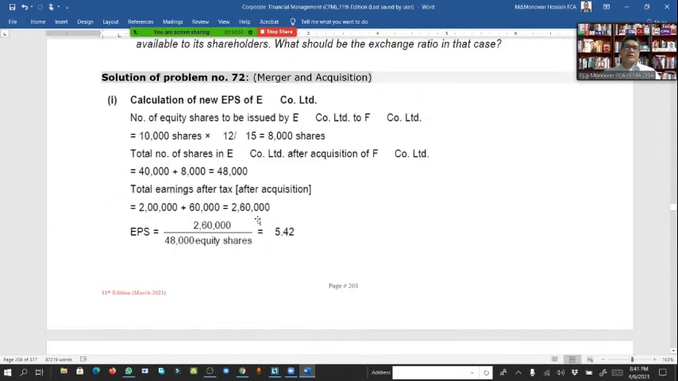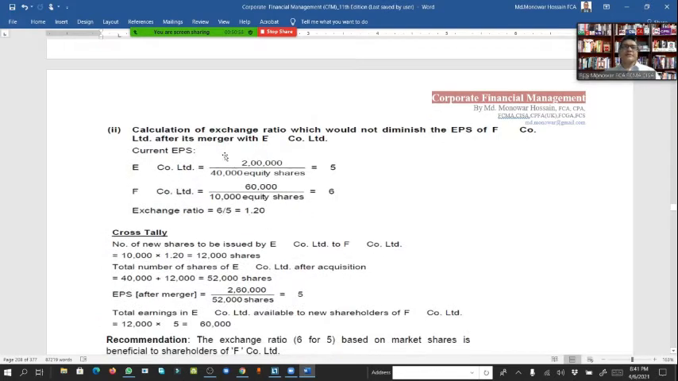Look here, but now combined EPS is 5.42. Look here, calculate the exchange ratio. We should not diminish the EPS of F Company Limited after its merger with E Company Limited. So current EPS is Taka 5 for the E Company and Taka 6 for the F Company, and the exchange ratio would be based on that EPS. So 6 divided by 5, so the exchange ratio would be 1.20.